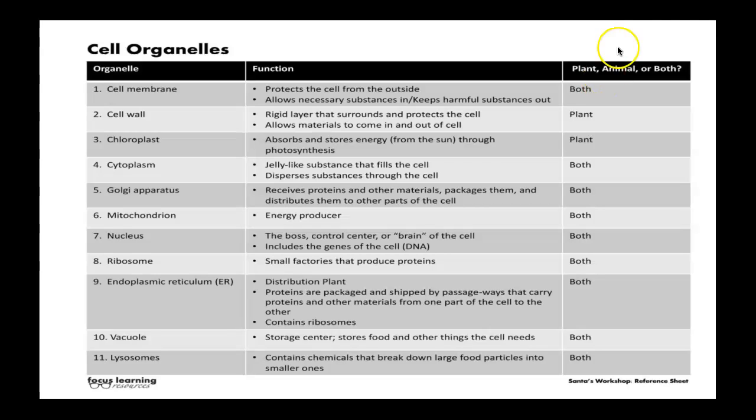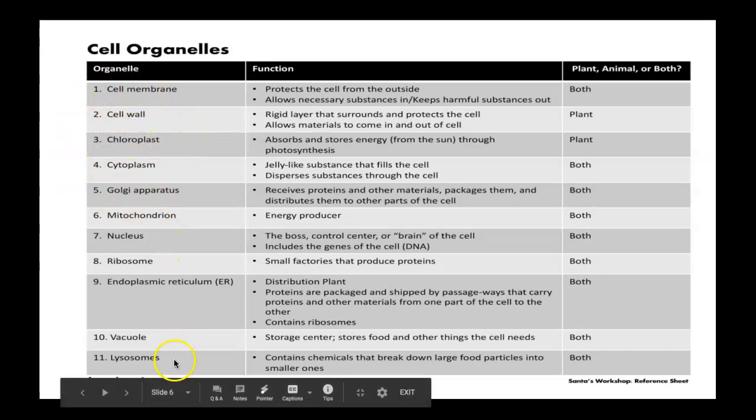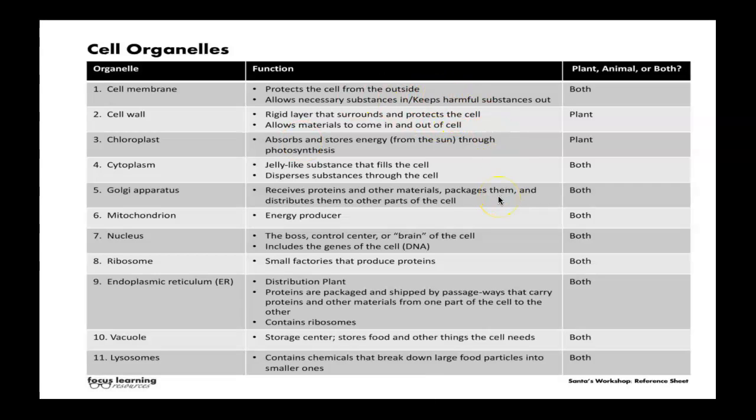If you notice, there are 2 that are just found in plant cells, and the rest are organelles that you could find in both. So if you're determining that Santa's workshop is like a plant cell, then you can incorporate a cell wall and a chloroplast. But if you say it's like an animal cell, you're just incorporating the rest, okay? And then there's its function, so it tells you what it does. So the cell membrane protects the cell from the outside and lets things in and out of the cell, right?